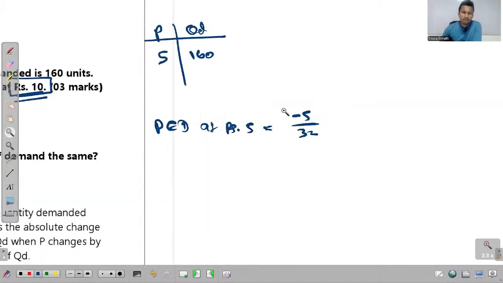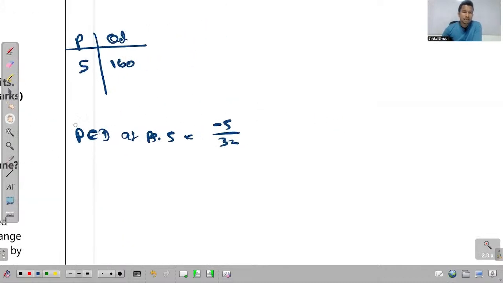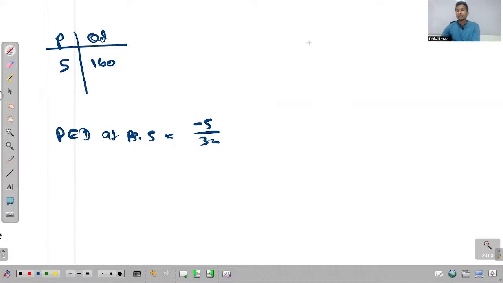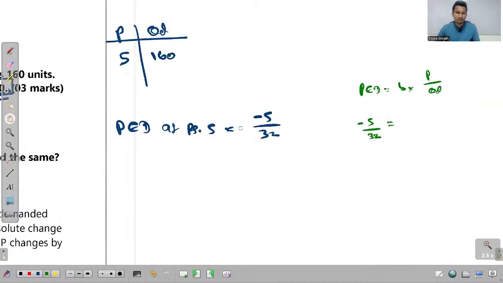We will start with this given PED value, right? As I mentioned earlier, we have 5 equations to find PED, and this time I pick this equation. So I write PED equals B into P over QD. So PED is given to us as minus 5 over 32. Is it 32? Yeah, minus 5 over 32.